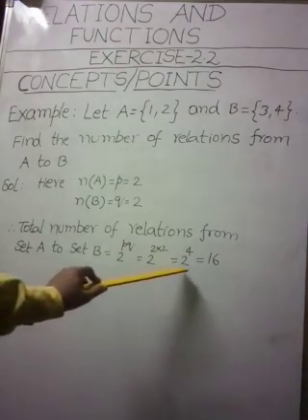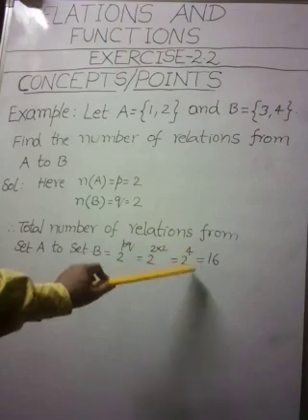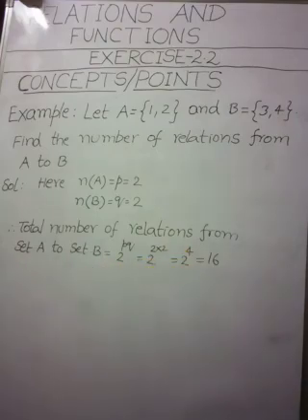Right. That is equal to 2 power 4. What is the value of 2 power 4? 16. Therefore, we can define 16 relations from A to B. I hope you understood this point well. Okay, my dear children? Right.